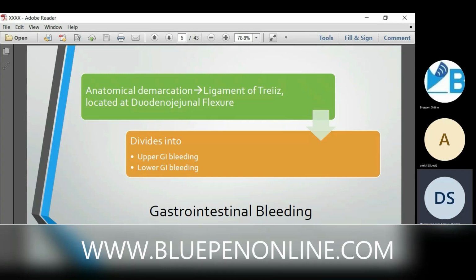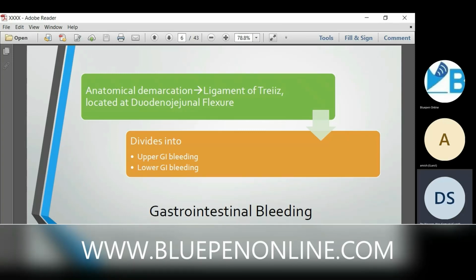Between the duodenum and the jejunum, there's a flexure. There's a duodenal flexure, and that flexure is called the ligament of Treves. This ligament of Treves divides the GIT into upper GIT and lower GIT. This is a clinical question. They might ask you during the viva what the demarcation is which divides the GIT into upper and lower GIT. That's why you have to remember the ligament of Treves, which is present at the duodenojejunal flexure.